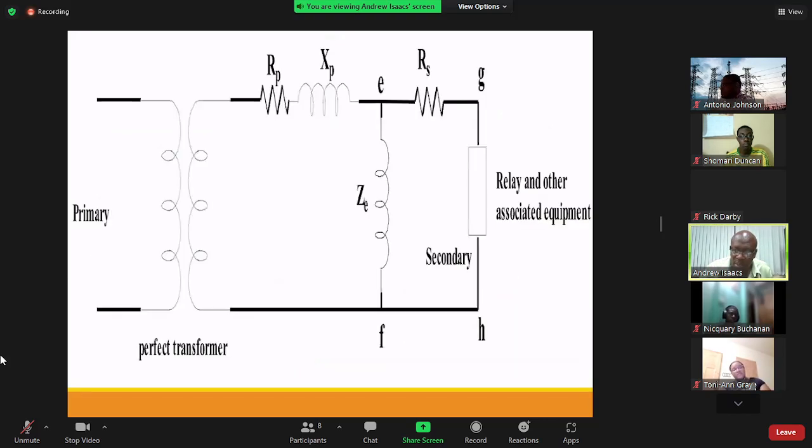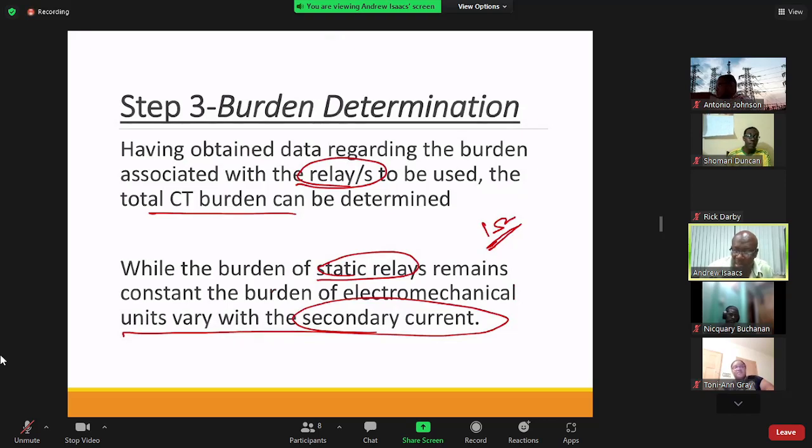Well, that's what I said earlier. Let's go back there. Remember I circled the relays? I said you would have gotten the burden associated with the relay. So this is something you would have from the data sheet of the relay. Understood. So if it was a static relay, then that burden value would be fixed. If we're dealing with an electromagnetic relay, maybe I should remove this from the lecture because there are very few electromagnetic relays out there. But I have a duty to education. I don't know where you'll end up or what you interface with. So I still have to put it in.